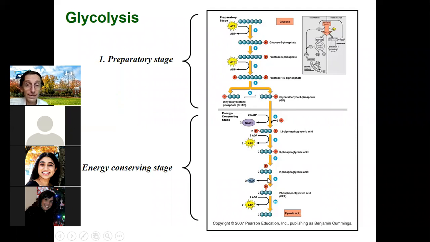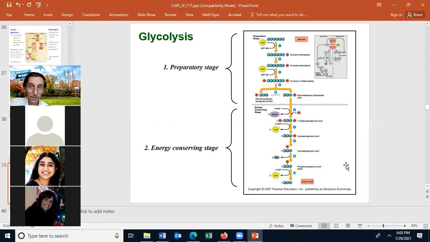It's 9 or 10 steps, depending on how you count it. 9 or 10 enzymes. ATP is used in glycolysis, but we generate more ATP. And in the steps of glycolysis, let's go to the show.